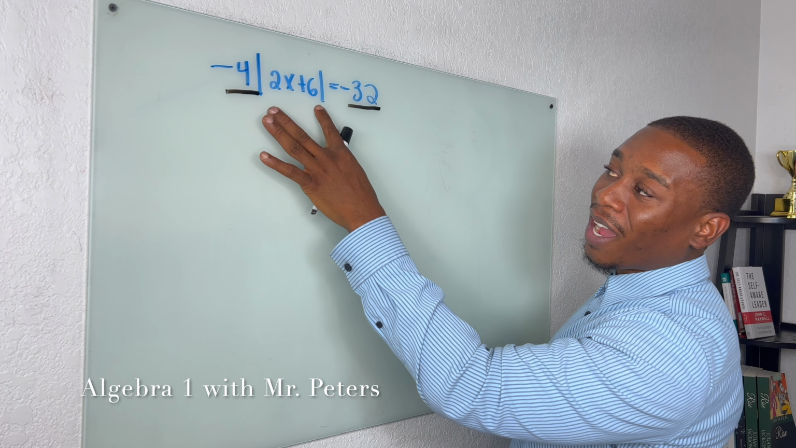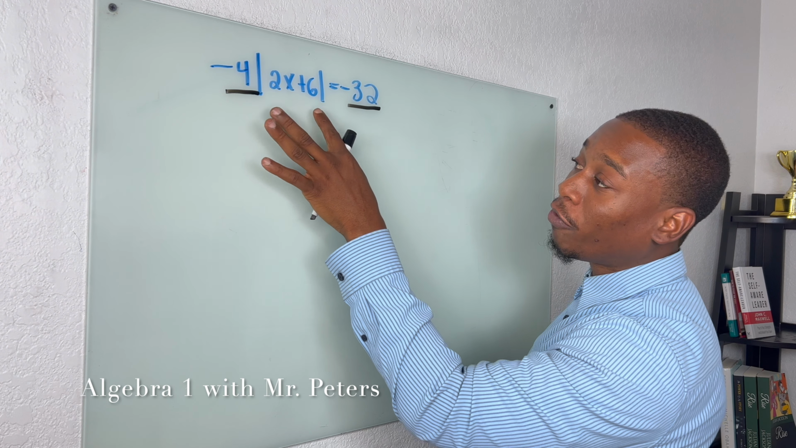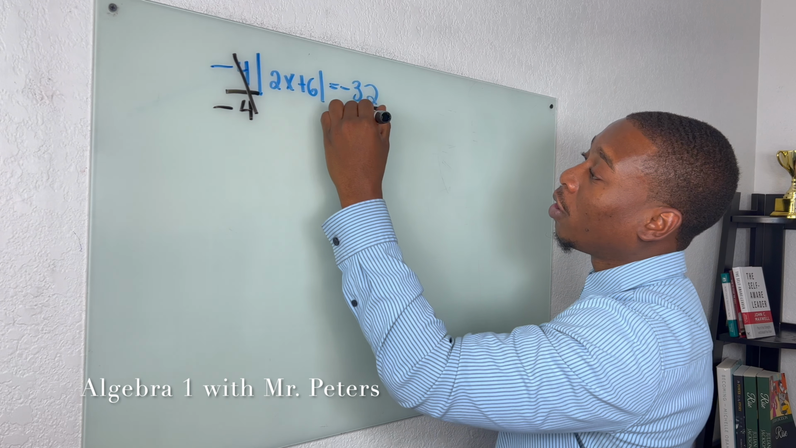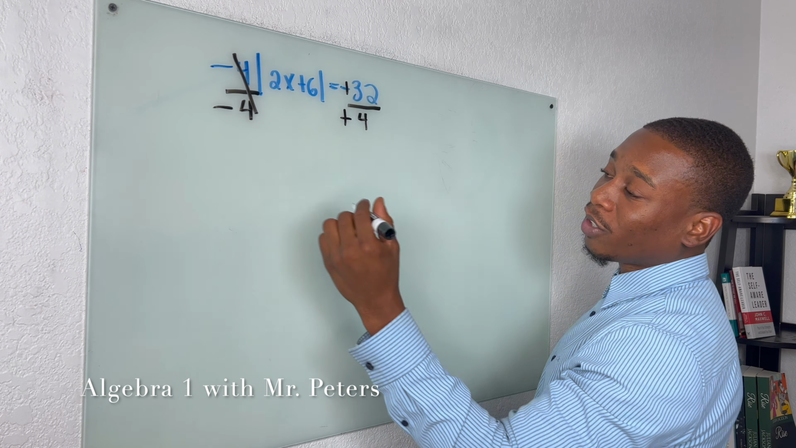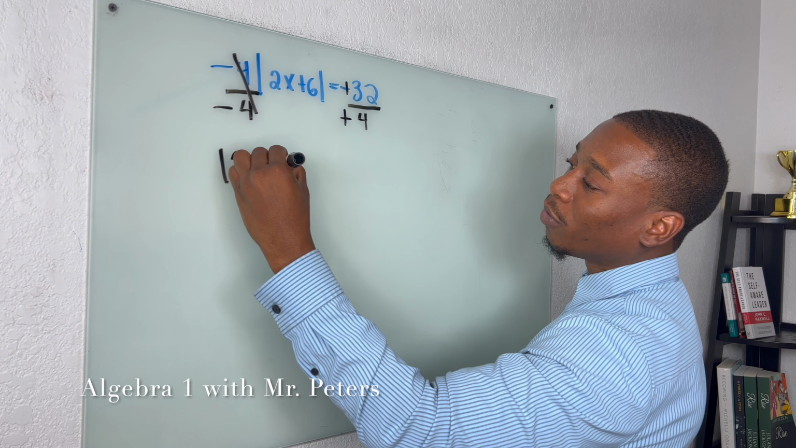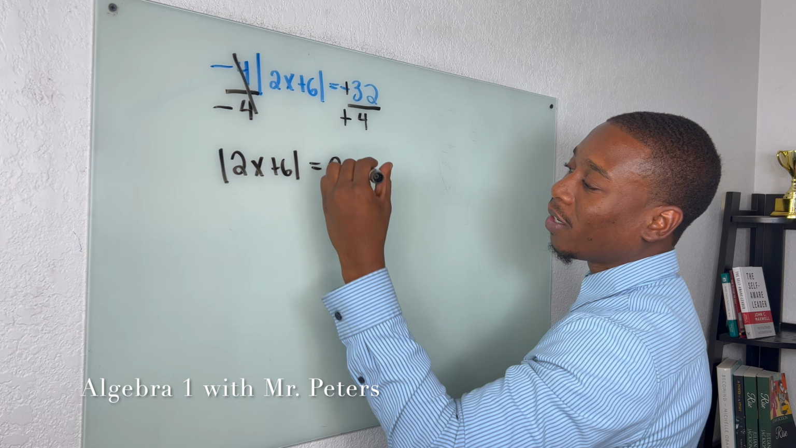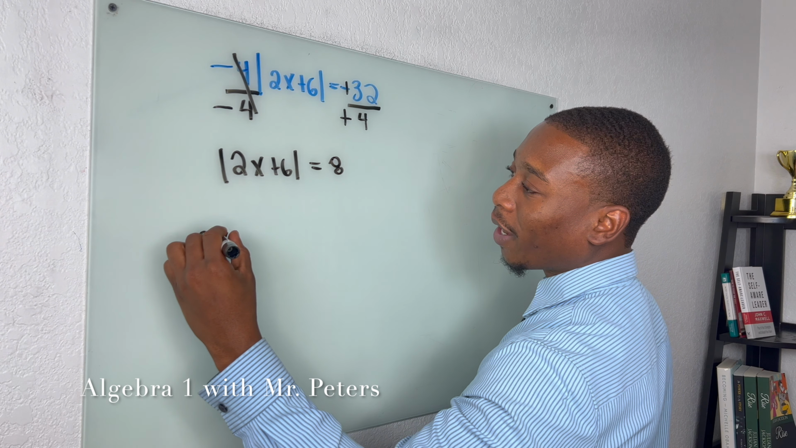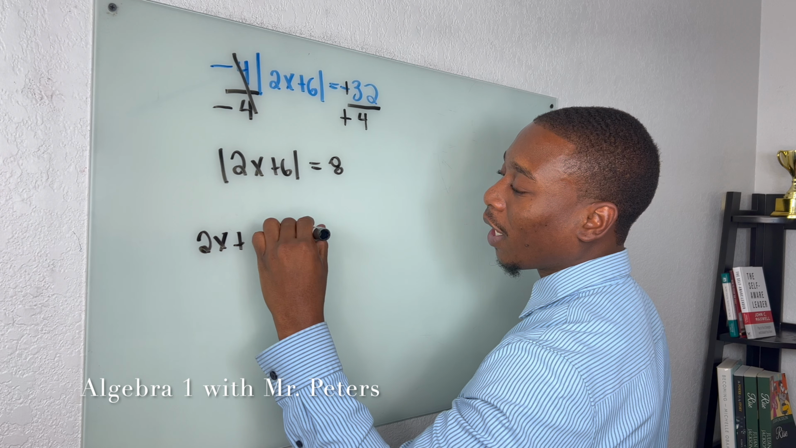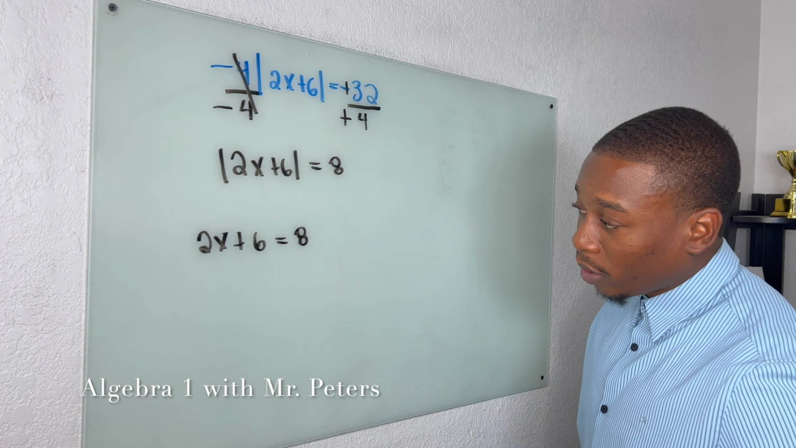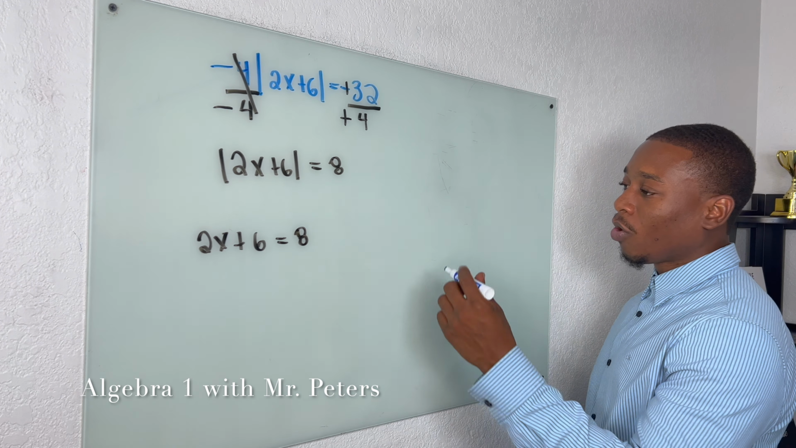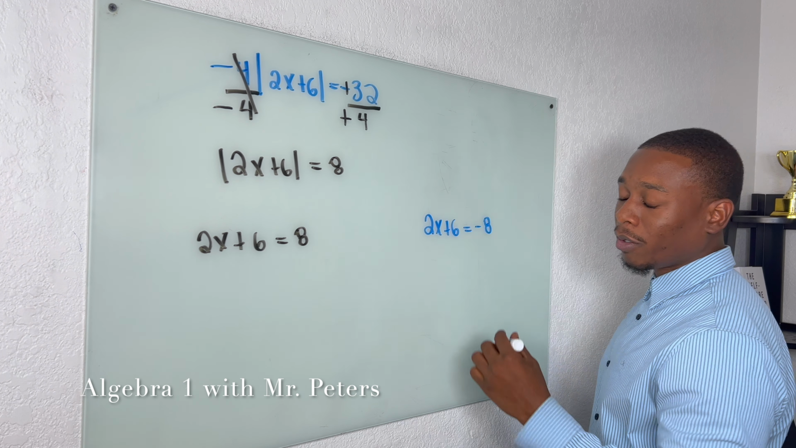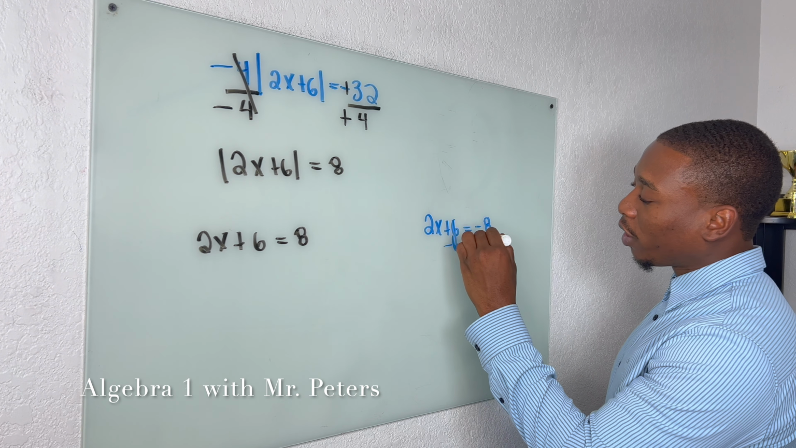First step, we always want to isolate the absolute value. And before this is by itself, we have to divide by -4. We have to move that 4. Once we do, this is going to turn positive. So we have the absolute value of 2x plus 6 is equal to 8. Now that the absolute value is by itself, let's rewrite the equation without it. So 2x plus 6 is equal to 8. That's my equation number 1. And then equation number 2, just remember that 2x plus 6 will stay the same. However, 8 becomes negative. And now we solve like a regular equation.